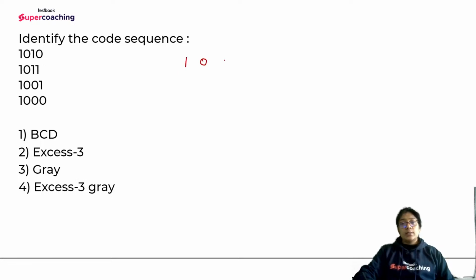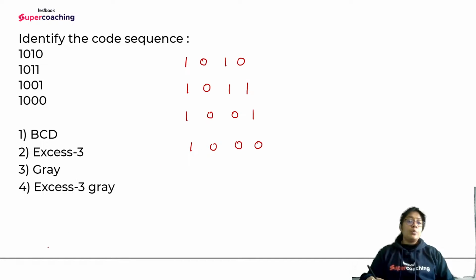1010, 1011, 1001, 1000. अगर हम BCD की बात करते हैं, in BCD we can represent only the digits from 0 to 9. Binary coded decimal digits कौन से आएंगे, 0 to 9. So the first one is invalid BCD. 1010 is not used in BCD, so that means option 1 cannot be the answer.